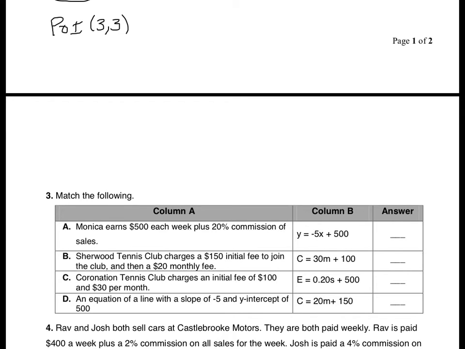First of all, 20% is 20 over 100, which is 0.02. And $500 is her base salary, which is the y-intercept. Looking at all these three equations, you can see that this one corresponds to A. So this one is A.